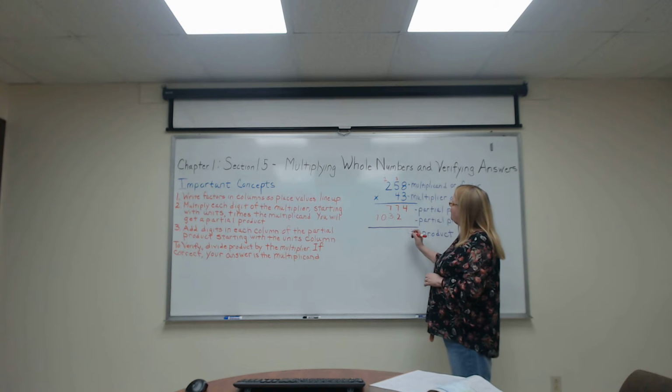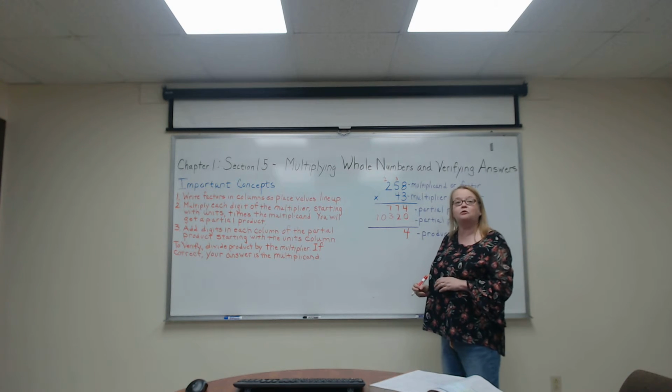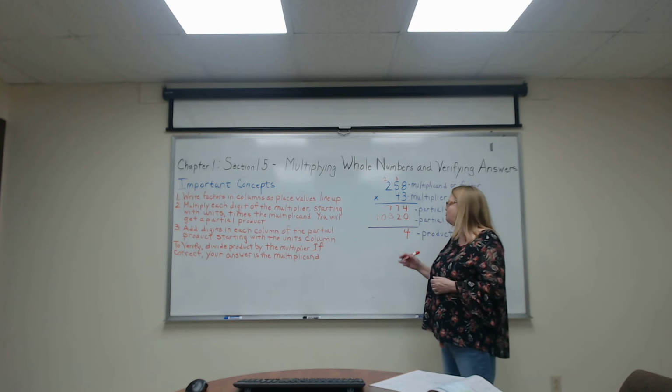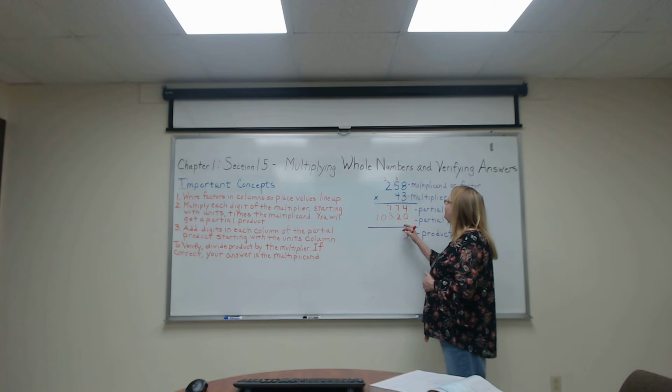Now we're going to go ahead and add these to get our actual answer. So we have a 4. Technically here, there's a 0 here. It's understood, but usually when we multiply, we don't actually write that there. We just make sure things are lined up.